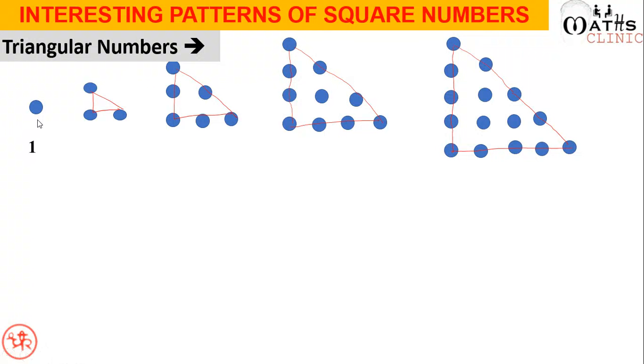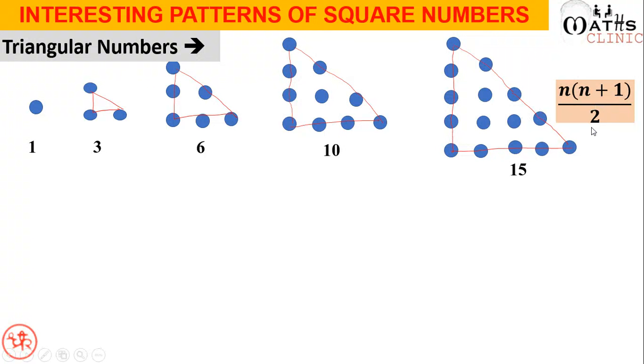One. So here is one. Now in another triangle, how many dots are there? Three. Right? One, two, three. Is that clear? Now in this, there are 1, 2, 3, 4, 5, 6. Six dots, right? Now here 1, 2, 3, 4, 5, 6, 7, 8, 9, and 10. Right? These are 10. Now here how many dots are in this triangle? 1, 2, 3, 4, 5, 6, 7, 8, 9, 10, 11, 12, 13, 14, 15. Is that clear? So these are what? Triangular numbers. Triangular numbers are determined by the formula n into n plus 1 by 2.